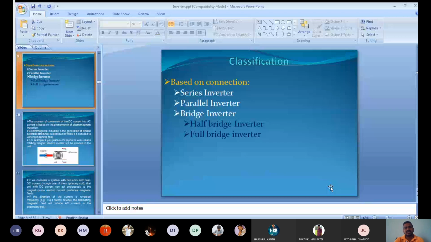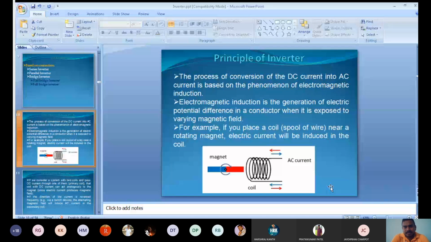Okay, understood the classification of inverter. Now next is the principle of inverter. If you are not getting it, then reply to me. Generally what happens, we know the electromagnetic induction, because you already studied electrical machines. So you already know the electromagnetic induction principle. Something is related with it.